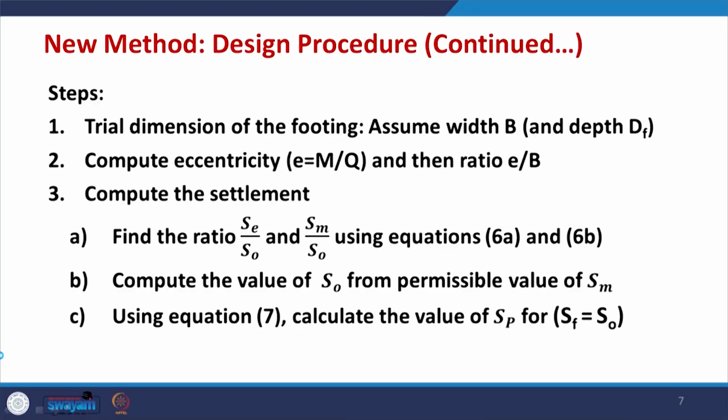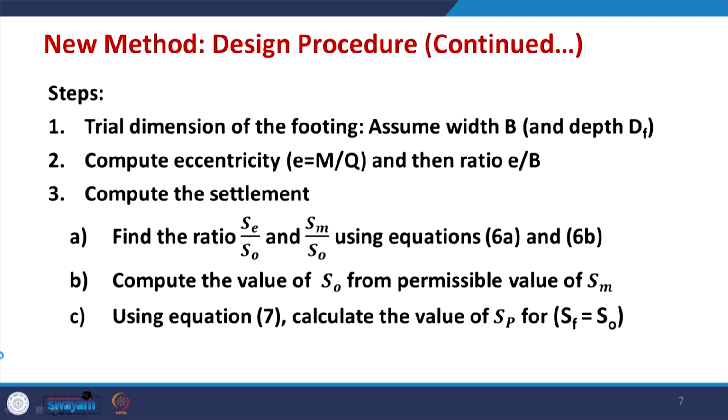Then, if the moment and vertical load Q are given, calculate the value of eccentricity E, which is simply M by Q. Once E is known, find the ratio E by B, because B is already assumed. Then compute the settlement for this given E by B value. For the settlement, first calculate the ratios S E by S naught and S m by S naught using equations 6a and 6b, which we discussed in the last lecture.